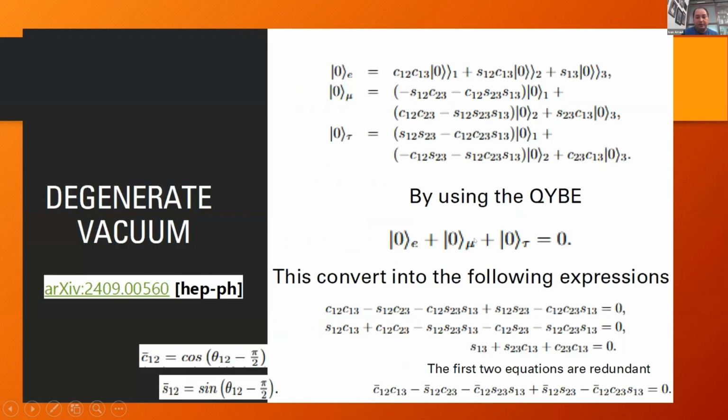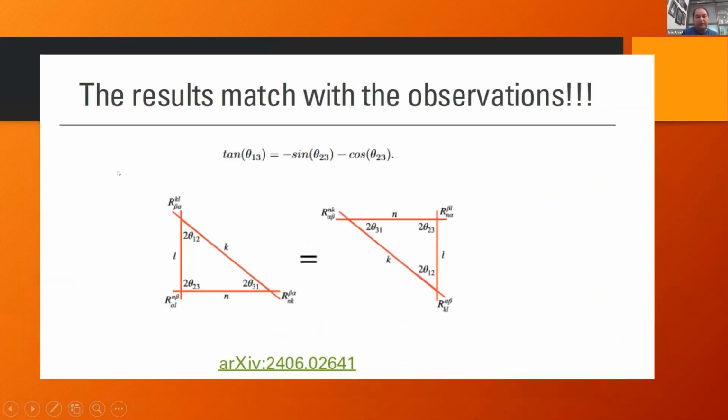And of course, there are some relations. So you take the flavors as an order parameter. This superposition has to vanish. And at the end, I found some constraints which more or less match with the experimental observation. And for those constraints, I also use quantum Yang-Baxter equations for putting each flavor of the neutrino as a side of the triangle. And the angles here are 2 theta actually, which are the mixing angles.